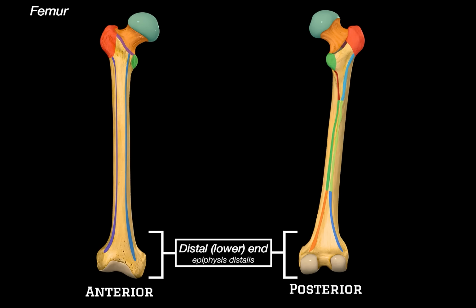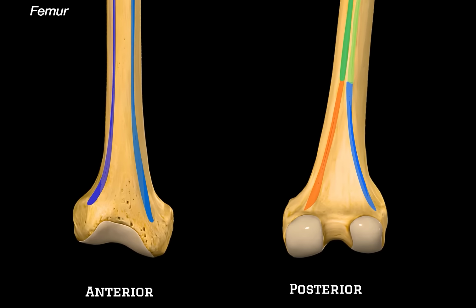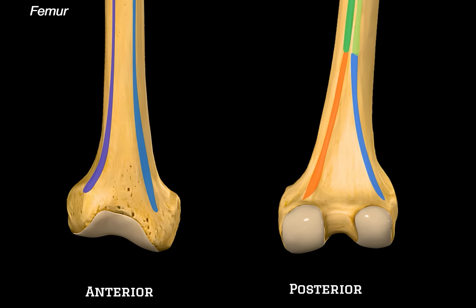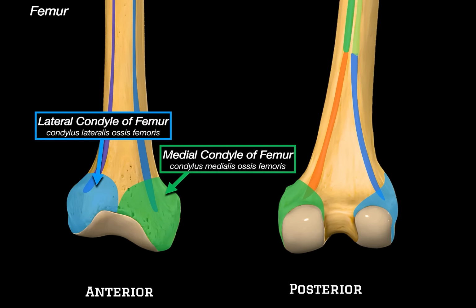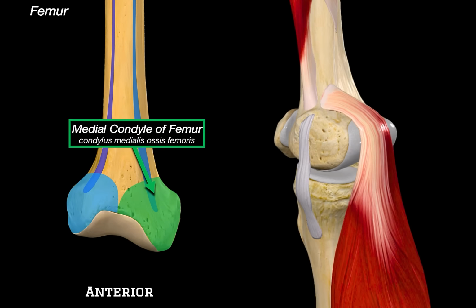Let's now move down and look at the distal end. So let's go ahead and zoom in. The distal femur consists of two large rounded areas, the lateral condyle and the medial condyle. These are the weight-bearing parts that articulate with the tibia and the patella at the knee joint. Let's start with the medial side.